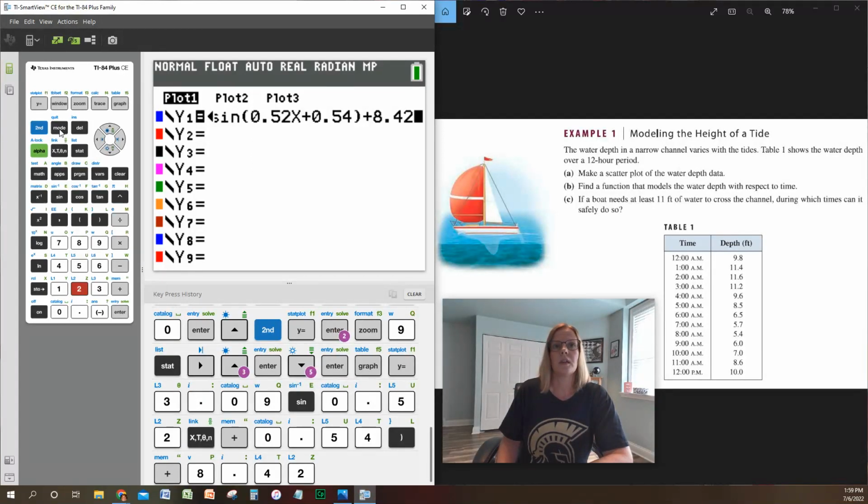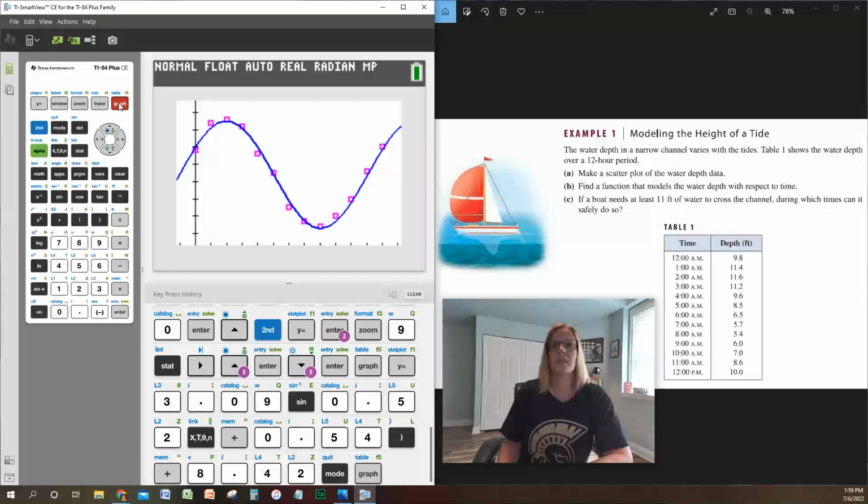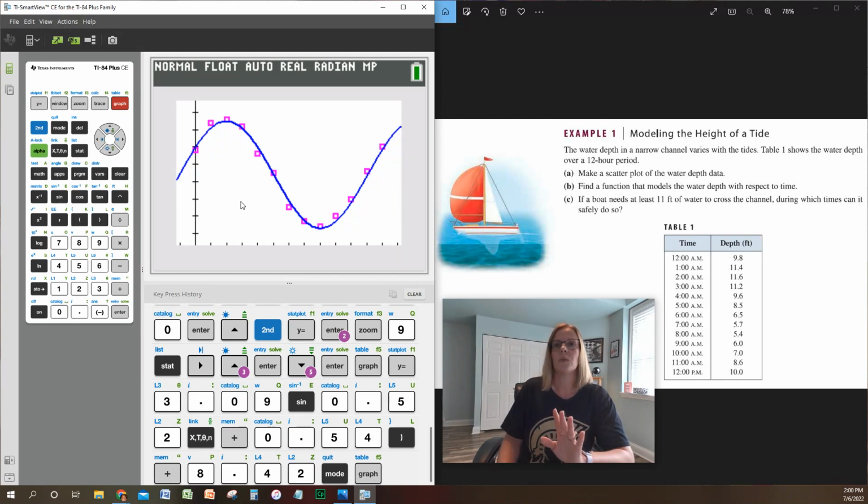Now, when you're doing this, I'm going to go to the mode menu, just as a reminder that we should be in radian mode here, since we're dealing with trigonometric functions. Okay. And now when I hit graph, there's my line of best fit. You can see that it gets really, really close to every single pink box. Some of them, the line goes through the box. Some of them, the line just barely touches it. But that's the equation that hits as many of them as best as it can. So that's our equation for our line of best fit.